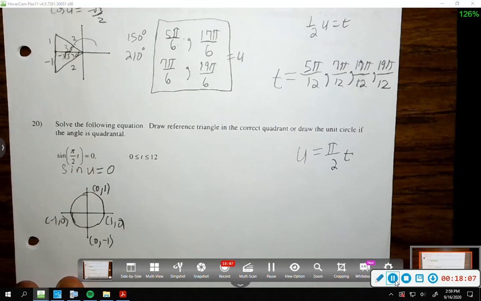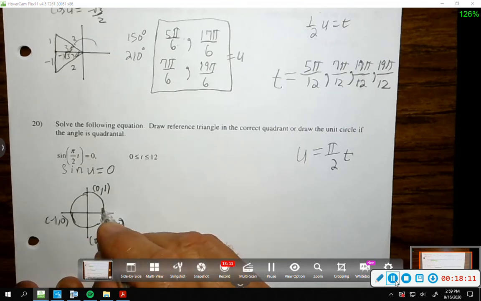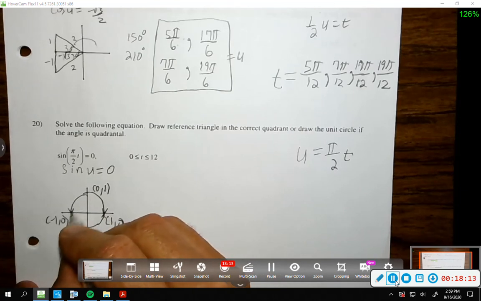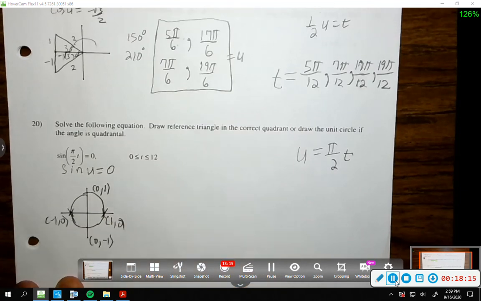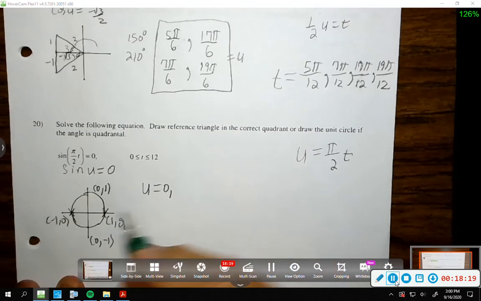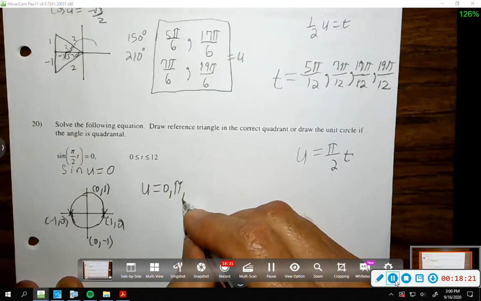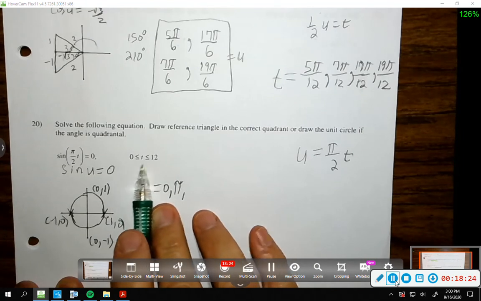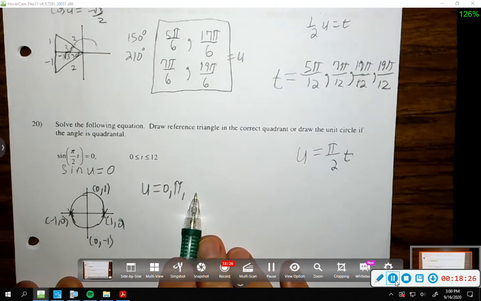The y coordinate's 1 here. It's -1. Here's where it equals 0, here and here. So that means u is 0. U is pi. Now, what makes this hard is this is between 0 and 12. So I don't know how many of these I'm going to need.